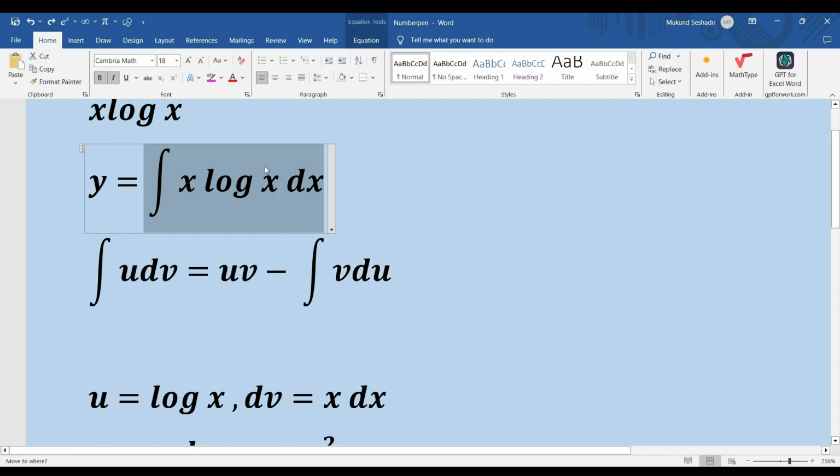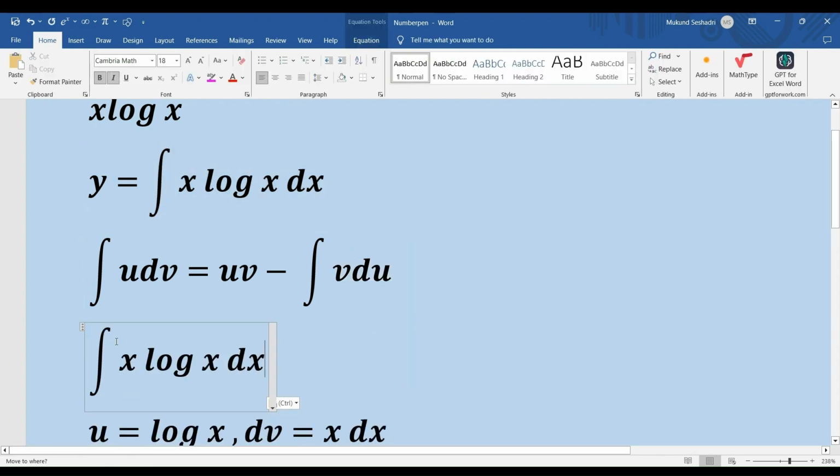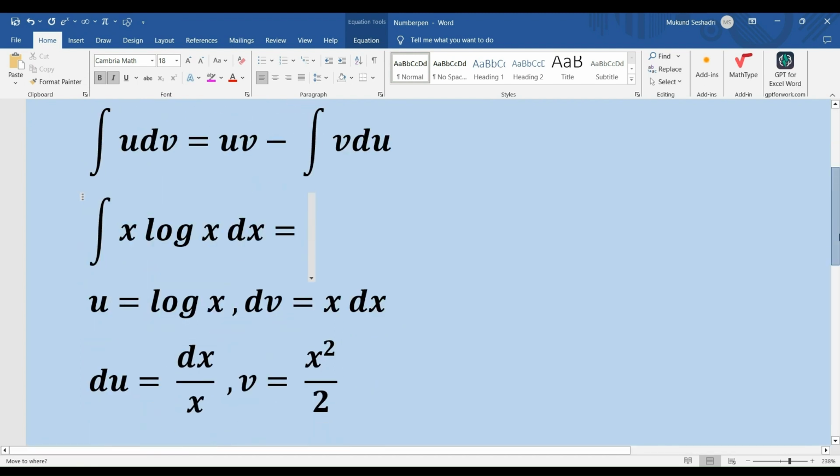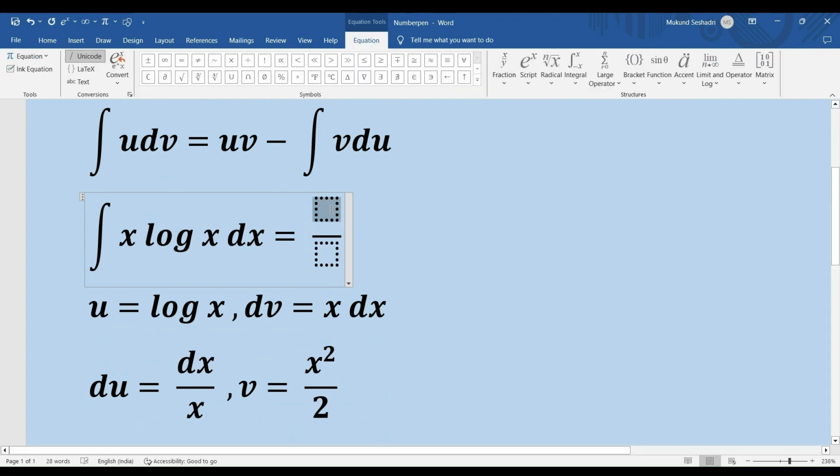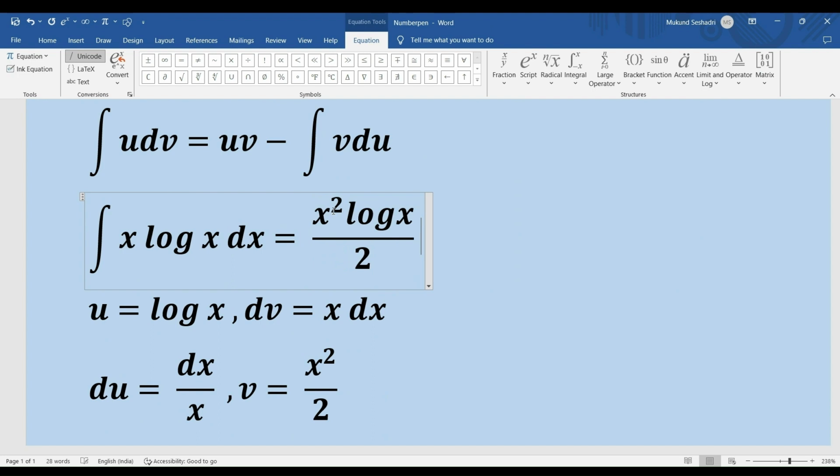I know that my LHS is nothing but the integral, so I write it as it is, which is integral of x log x dx. And then I have my uv. So what is my u? My u is log x, my v is x square by 2. Therefore, my uv is x square into log x by 2, right? That's my uv. Now I come to the next part, a minus of integral of v du, right?